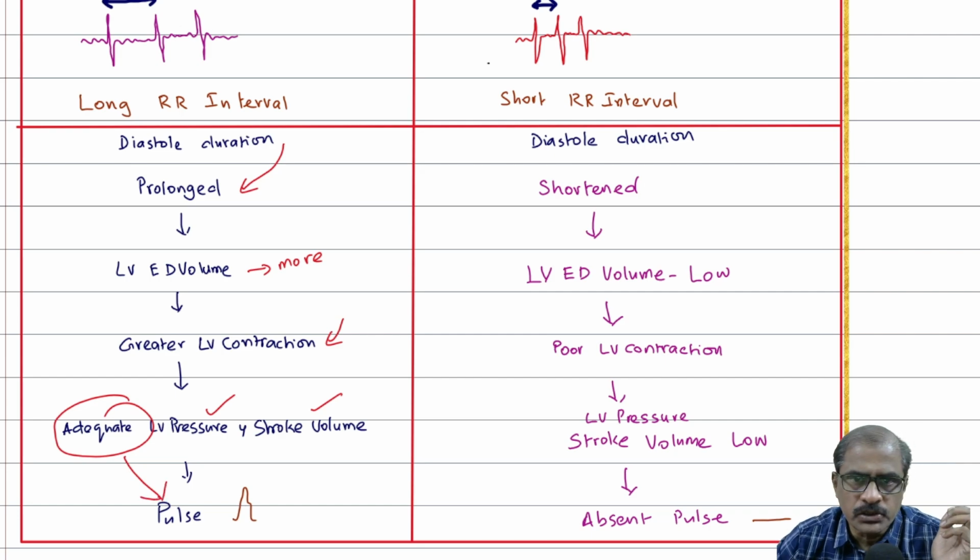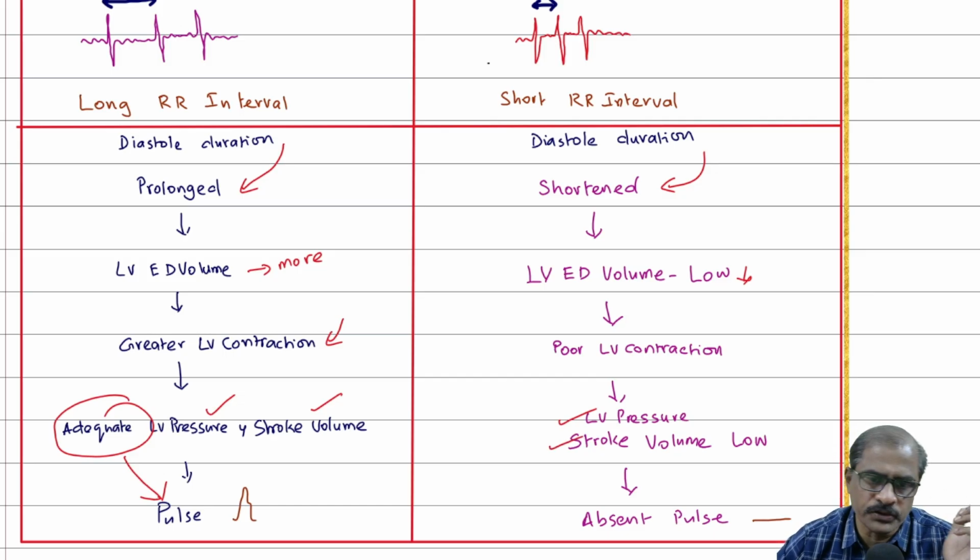What happens in short RR interval? In short RR interval, the duration of diastole is shortened, so the LV end-diastolic volume is low. This leads to poor LV contraction. So the LV pressure and stroke volume are too low to produce a pulse.